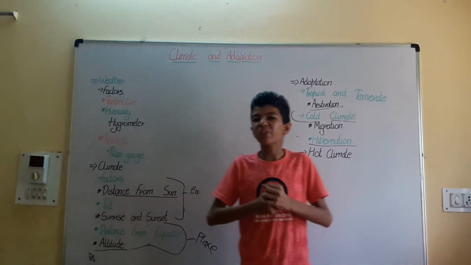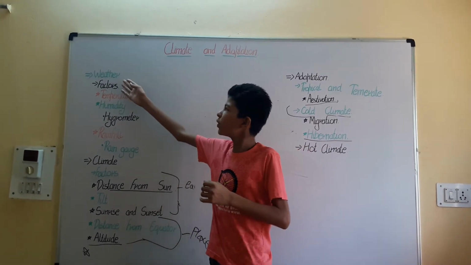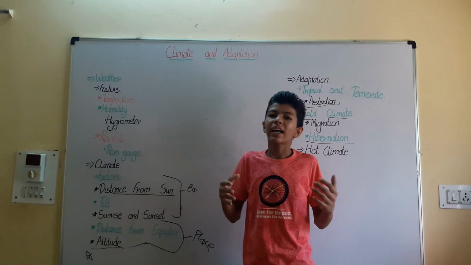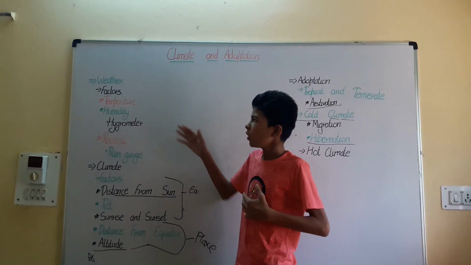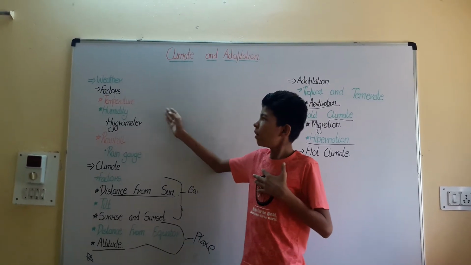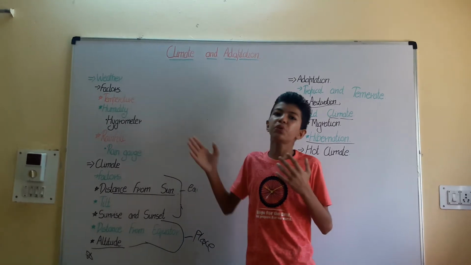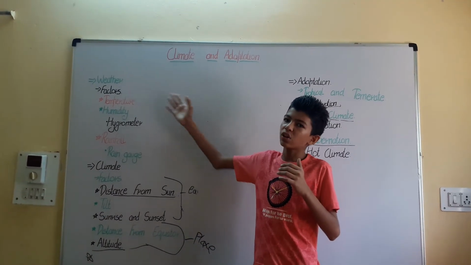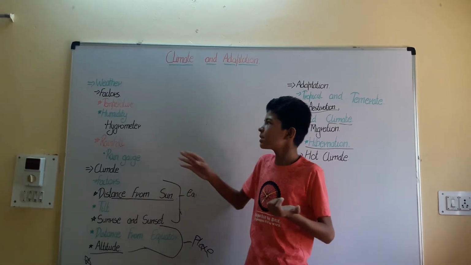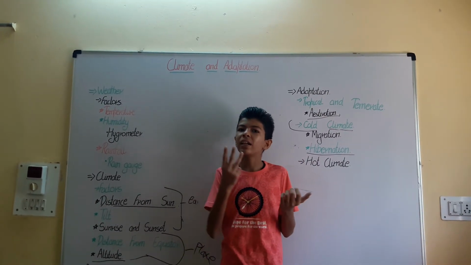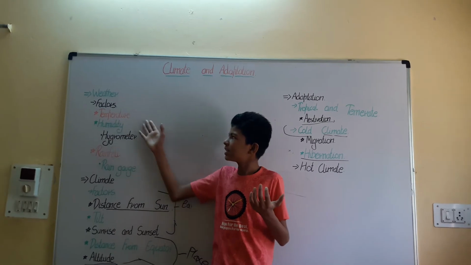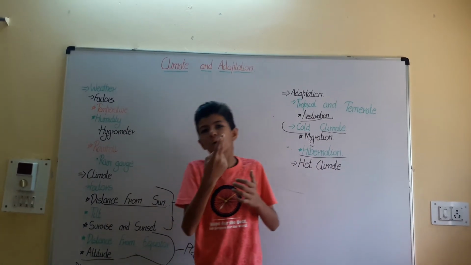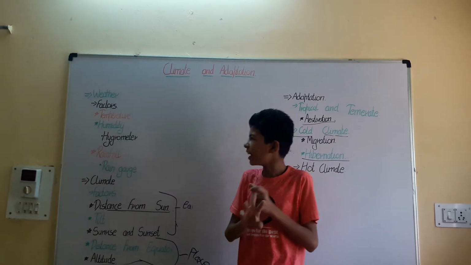So let's summarize what we have learned today. We have learned about the weather. What is weather? Weather is the day-to-day change in climate. What are the factors affecting this? These are temperature, which is the coldness or hotness of a body. This is measured by a thermometer. We learned about the maximum and minimum temperature, which is measured in both scales, Celsius and Fahrenheit.